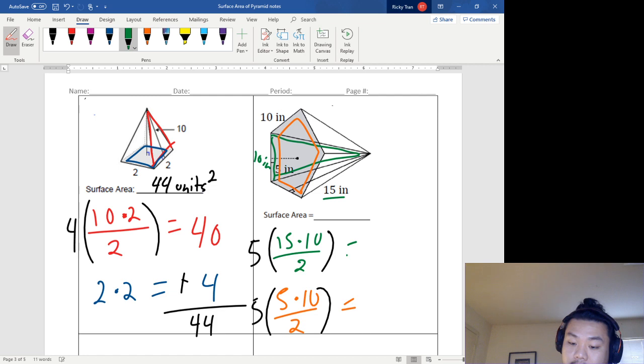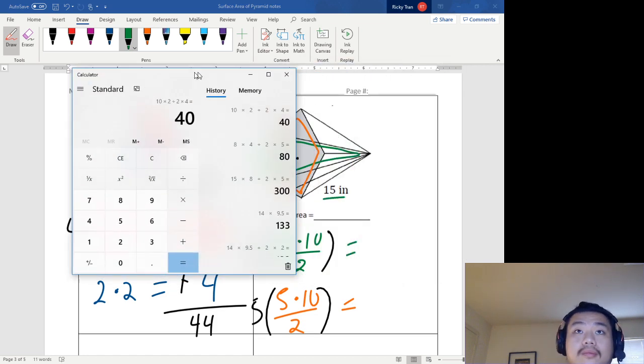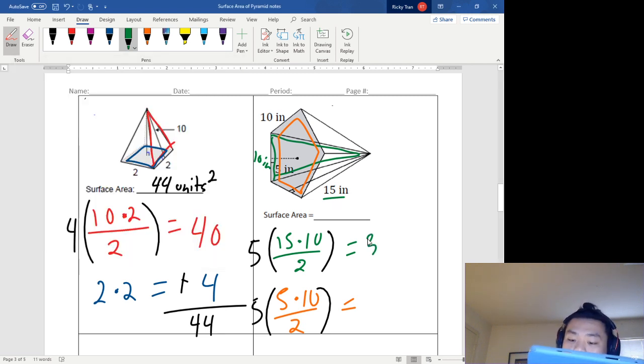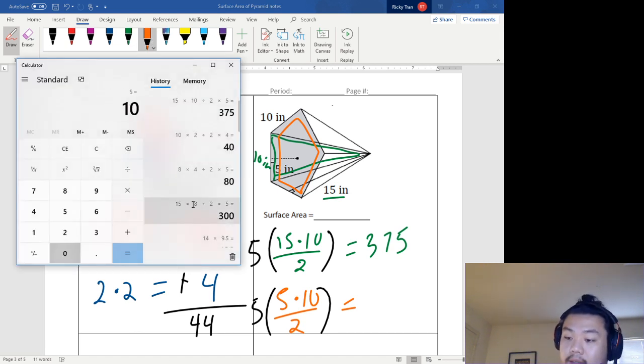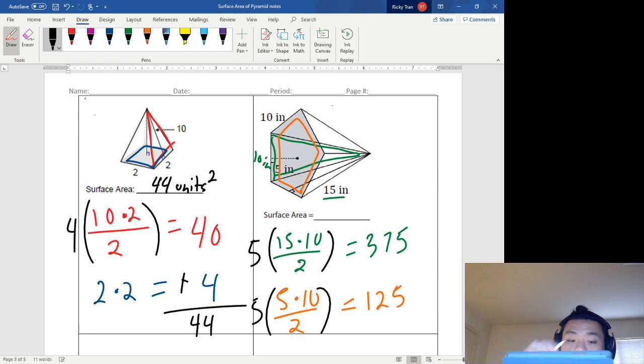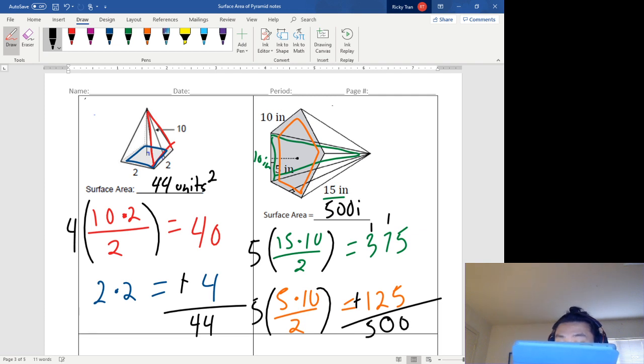Okay, so let's do the top one first. So 15 times 10 divided by 2 times 5, which is 375. And then at the very bottom we have 5 times 10 divided by 2 times 5, 125. Add them together. 500 inches squared. All right, and that is the end of today's lesson.